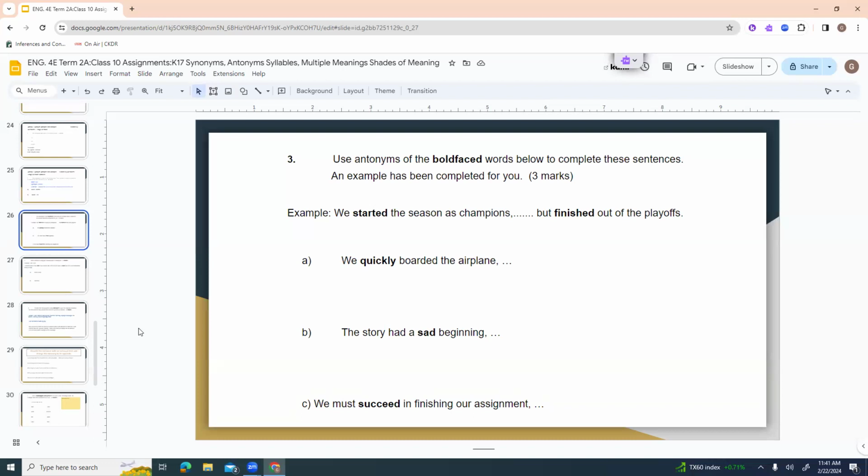So here are your sentence starters. We quickly boarded the airplane. The story had a sad beginning. We must succeed in finishing our assignment. So you have to finish the sentence, but use the antonym to the bolded word.